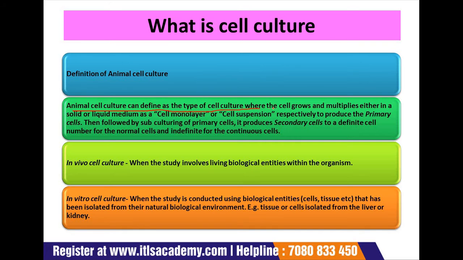So we can define animal cell culture as the type of cell culture where the cells grow and multiply either in a solid or liquid medium as cell monolayer or cell suspension respectively to produce the primary cells. Then followed by subculturing of primary cells, it produces secondary cells to a defined cell number for the normal cells and indefinite for the continuous cells.